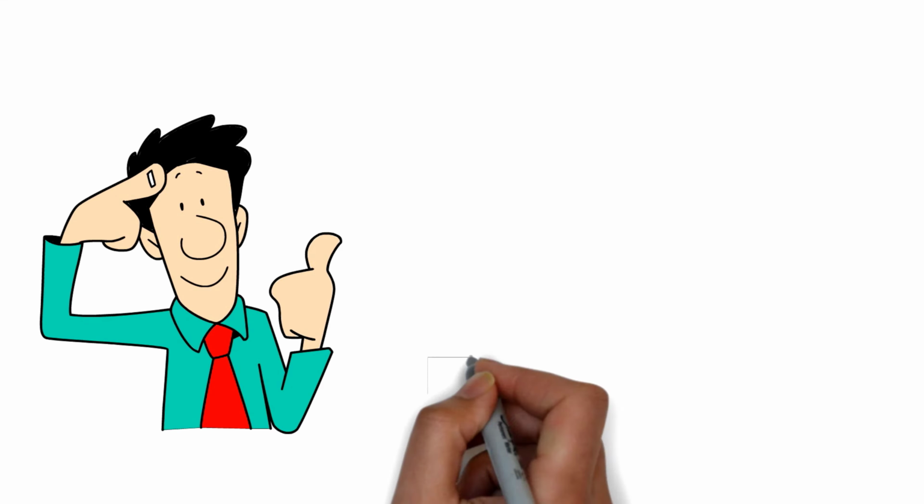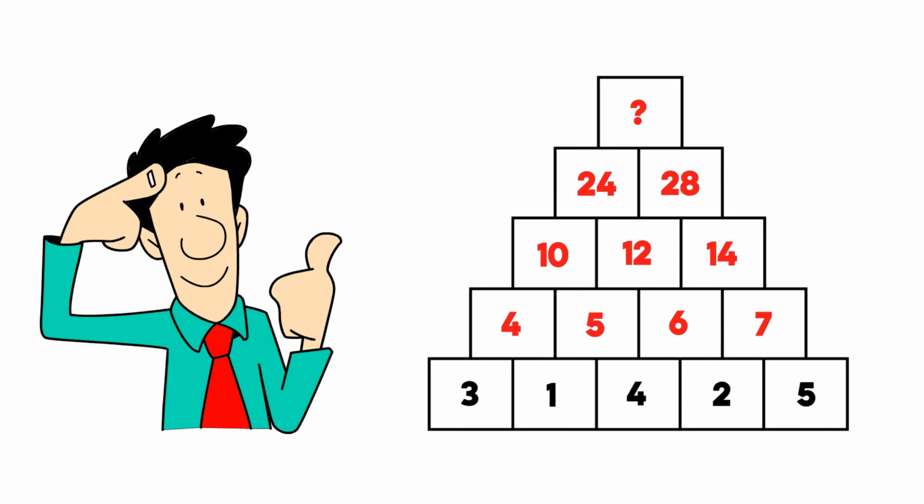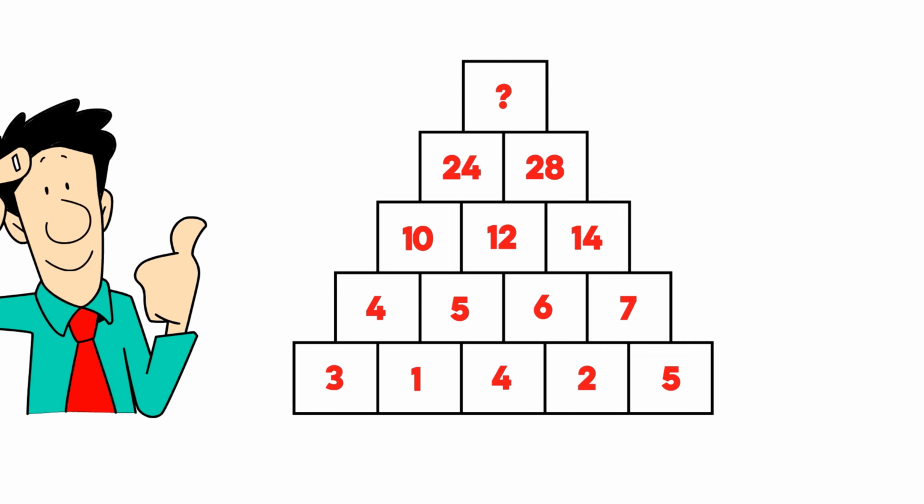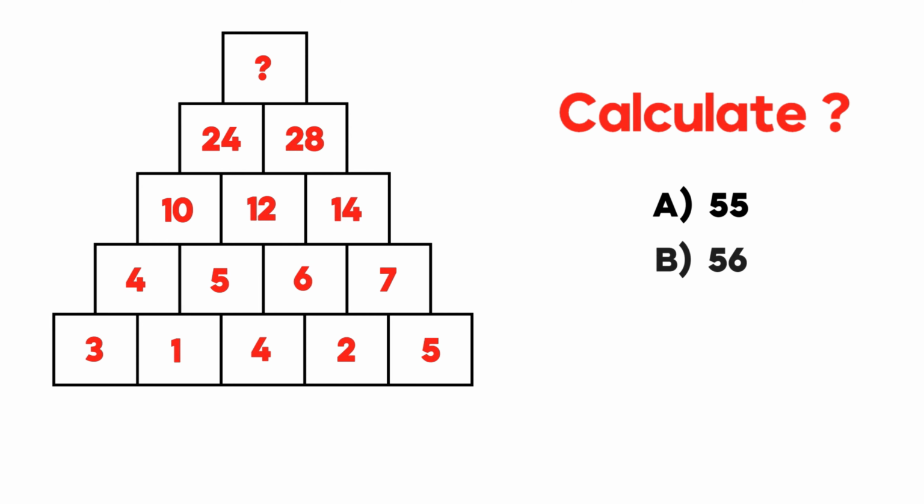The next layer contains numbers 24 and 28. The layer below this contains numbers 10, 12, and 14. The next layer has 4, 5, 6, and 7. And the last layer has numbers 3, 1, 4, 2, and 5. You're presented with 4 different choices for the missing number: Choice A, 55. Choice B, 56. Choice C, 57. And choice D, 60.